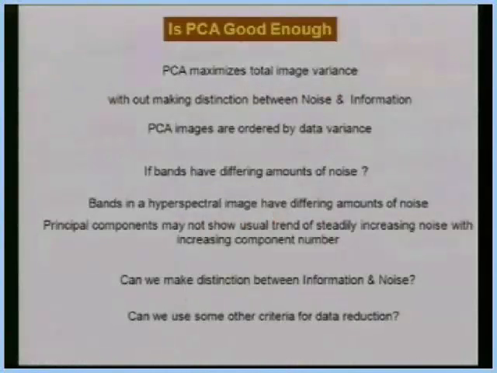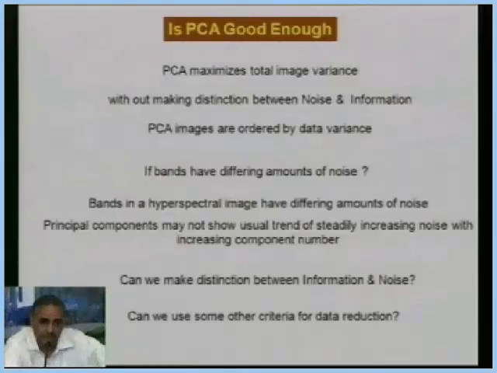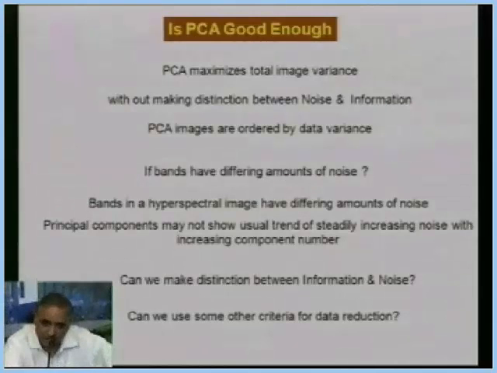Now, is the PCA good enough? It maximizes the total image variance, but it does not make any distinction between noise and information. PCA images are ordered by data variance statistically, but you may often find a component of interesting information present. Then what happens if the bands have differing amounts of noise?